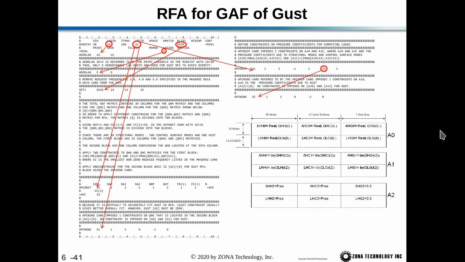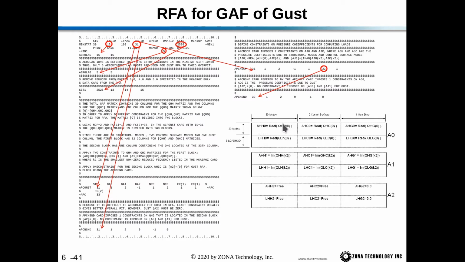And then this is our RFA for the gaffs of the Gust. So once again, we have 15 lag roots. And now with our approximation constraints, we want to apply different constraints on the Gust. So for the normal modes and control surface modes, we have DA1 is 2, DA2 is -1, so no constraints there. And then we're splitting the number of column partitions into 2. So the first column partition is all of the normal modes and control surface modes. And then the second partition, column 33, is the Gust.